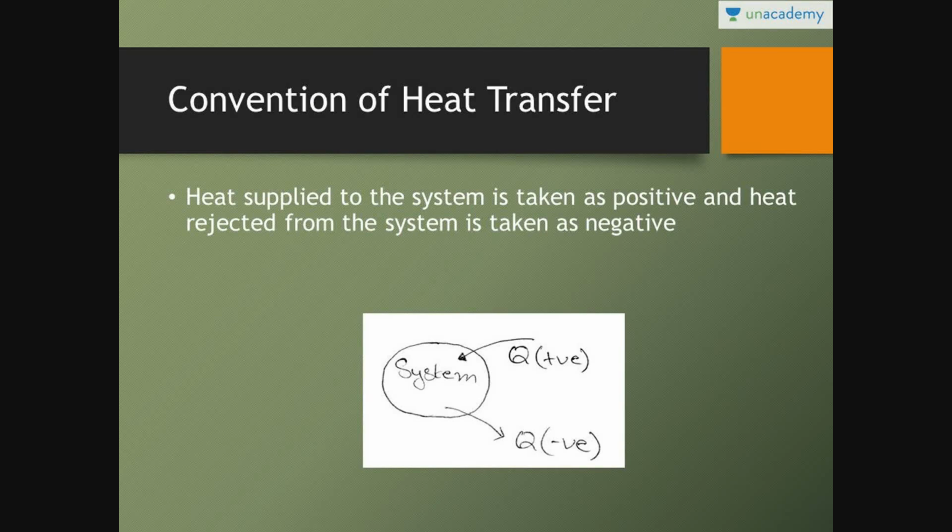So, to start with, before going through these five processes, one thing I want to mention is the convention of heat transfer. Like we have discussed the convention of work transfer, work done by the system is taken as positive and work done on the system is taken as negative. Similarly, heat supplied to the system is taken as positive and heat rejected from the system is taken as negative. Keep this convention in your mind. I'll be solving all the numerical problems related to this particular convention. Heat supplied to the system is taken as positive and heat rejected from the system is always taken as negative.